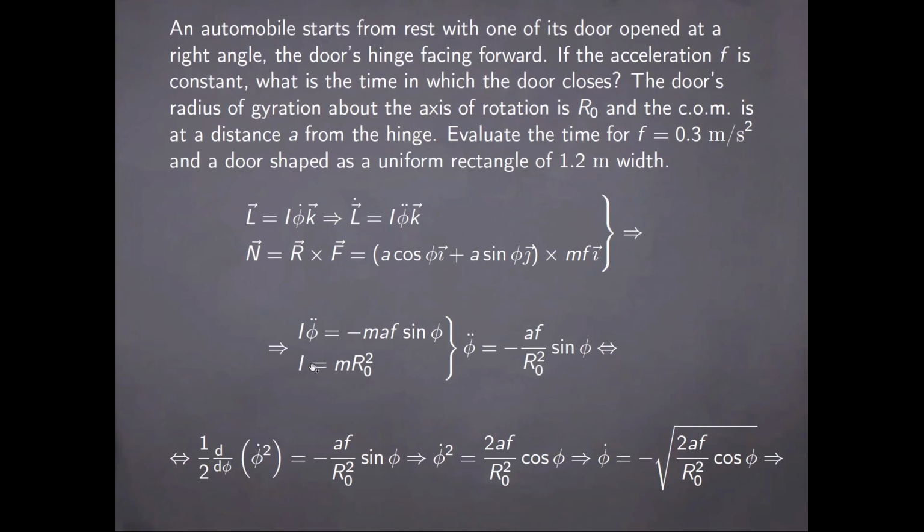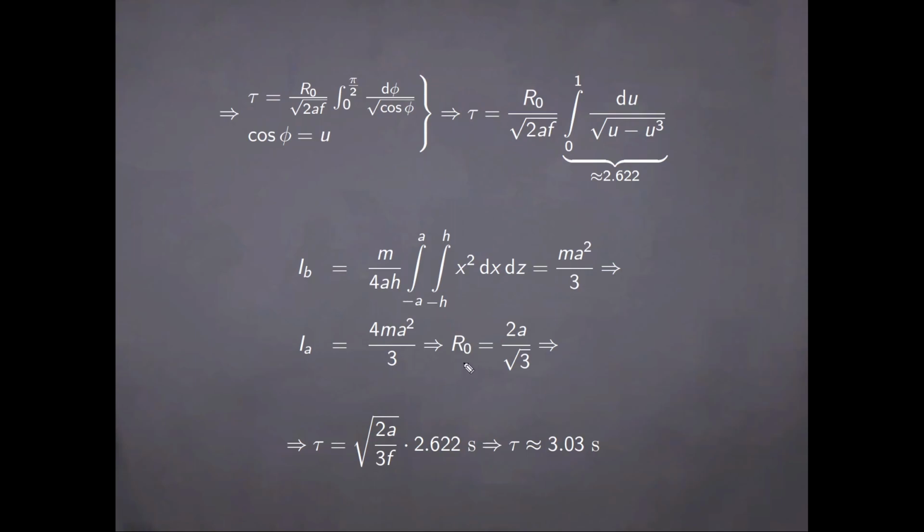And then using the definition of the radius of gyration, we can find the value of the radius in terms of the distance from the hinge to the center of mass. And then using this in the expression that we found above, we can finally find this form of the time. And if we just put in the numbers for the distance and the acceleration, the numbers which were specified previously, it follows that the door would close in a little bit over 3 seconds.